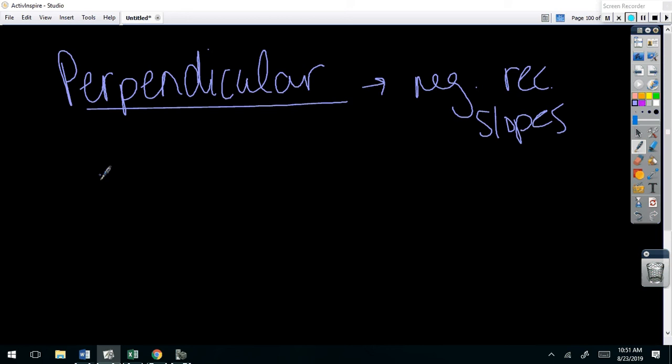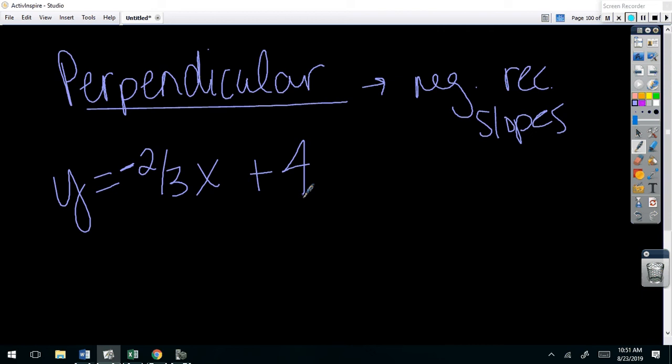Okay? So if I had y equals negative 2/3 x plus 4, what is the slope of the line that's perpendicular? The slope of the line that is perpendicular to that is positive 3/2. Am I going too fast, y'all? Because I'm kind of just breezing through it because this is kind of a review.